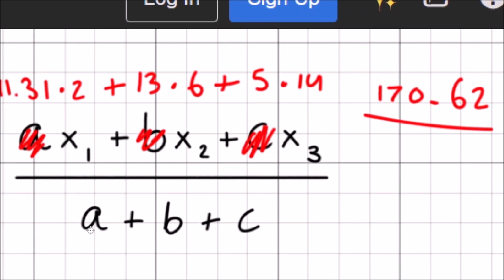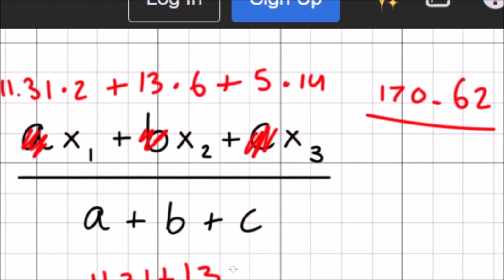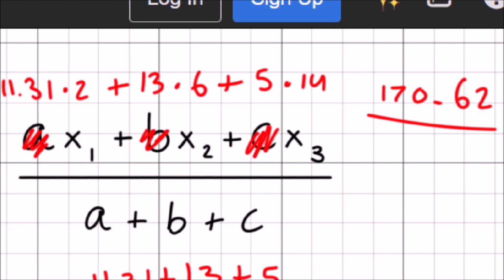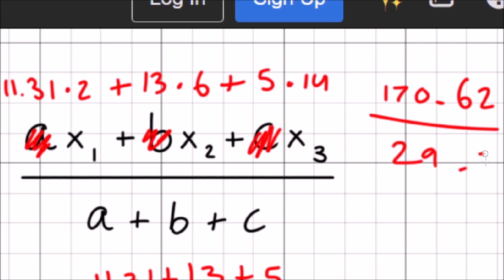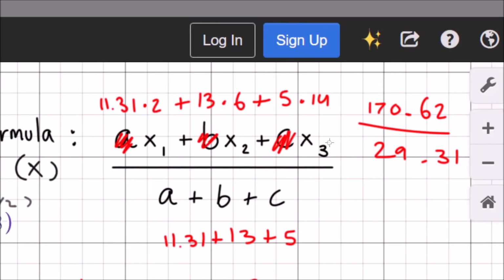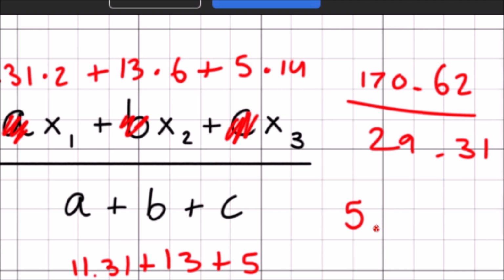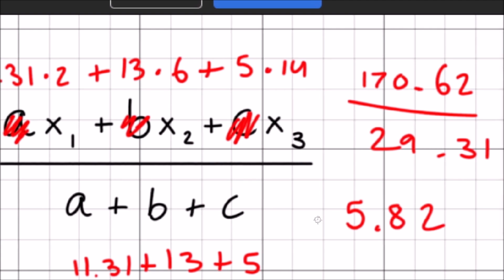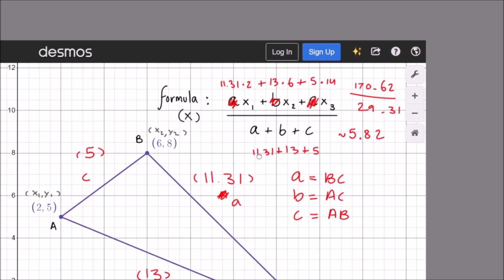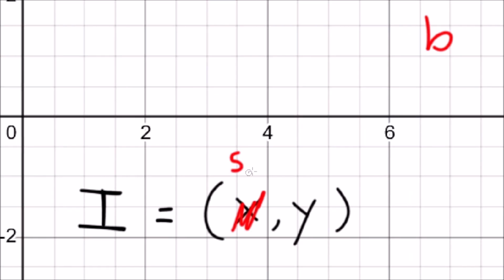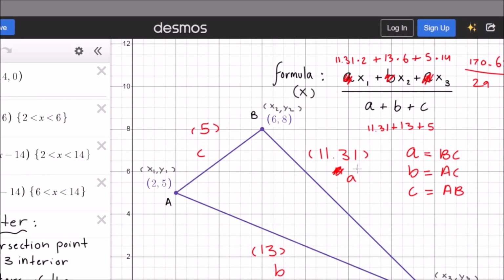And now A plus B plus C, 11.31 plus 13 plus 5. That's 29.31. Great. Now it's just division from here, which I'll save you the time. Let's round that up to 5.82. Great. Now we have our x coordinate, 5.82. And y, it's really simple.